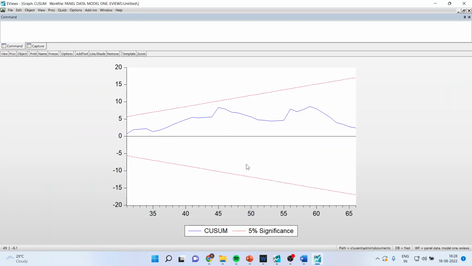First of all, maximize this window. So CUSUM is a cumulative sum. It assesses the stability of the coefficients in the regression model. The null hypothesis is coefficients are stable. Alternative is coefficients are not stable. If this blue line is between these two red dotted lines, it means that the coefficients are stable, null is accepted. We don't have any formal p-value for this. We have to just understand that if this is between these two, then the coefficients are stable.